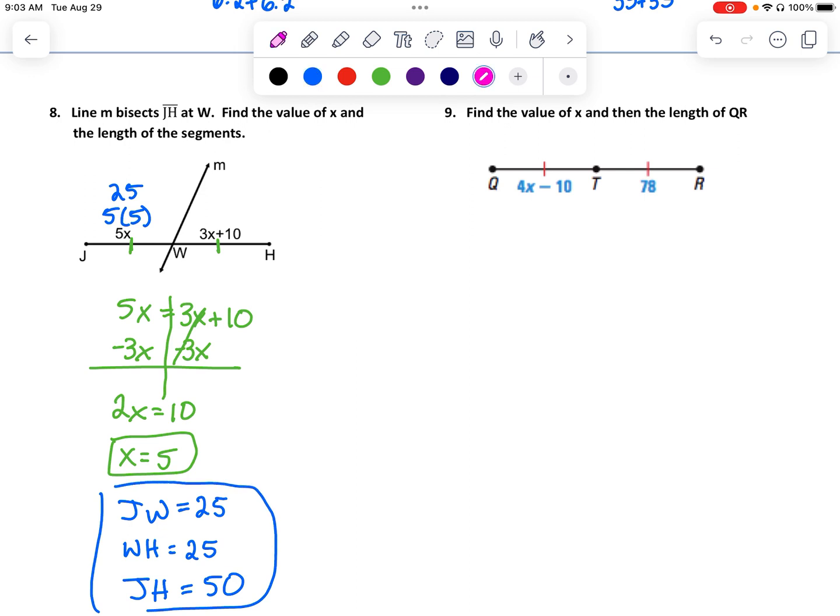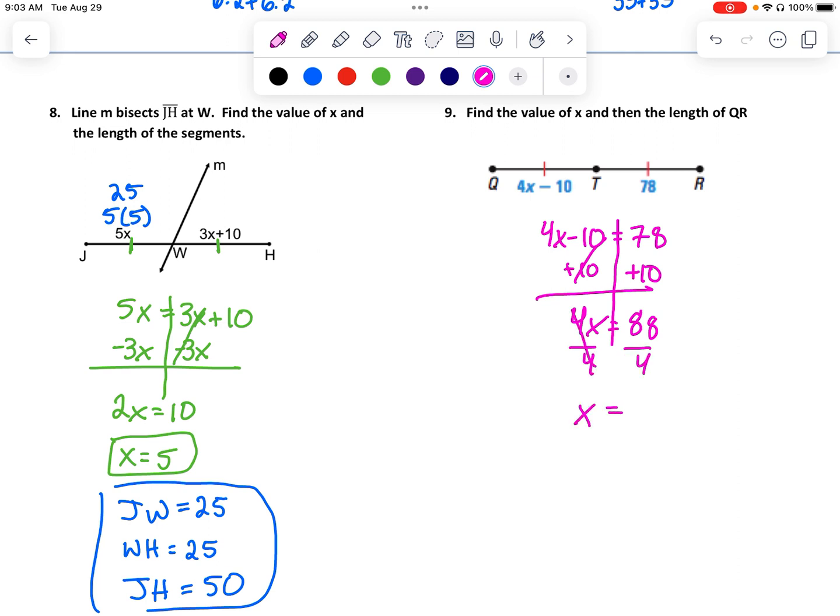Finally, we have find the value of X and then the length of QR. So they told us again these are congruent, so we can set them equal to each other. So I would add 10. So 4X equals 88. Then divide by 4. So X equals 88 divided by 4, 22.